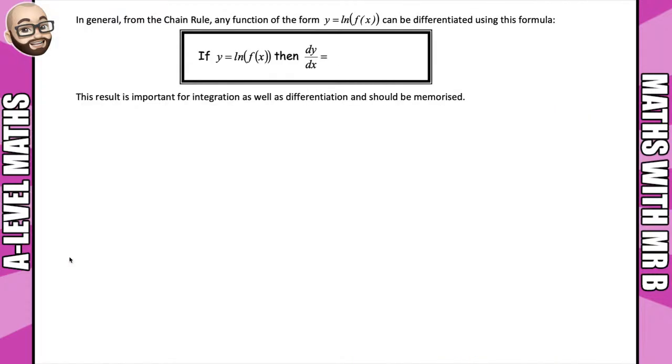So to make a more general function here, we're going to say if y equals ln of f of x, then the differential is going to be f of x at the bottom and f dash x at the top. Now this actually comes back quite a lot later on when we start looking at integrating certain fractions. If we can spot that the numerator is the denominator differentiated, then we know that when we integrate we could use the ln function to help us out.